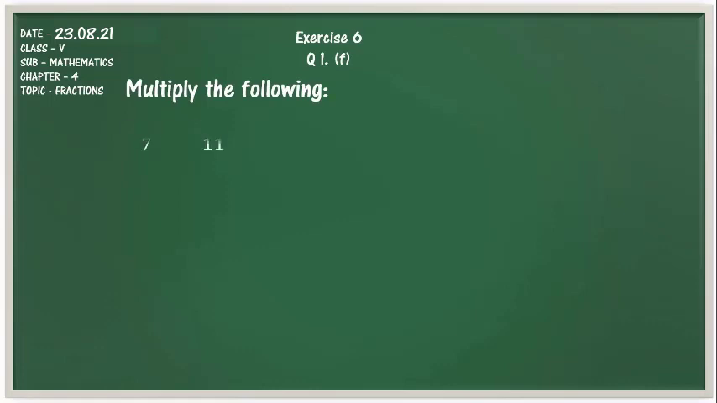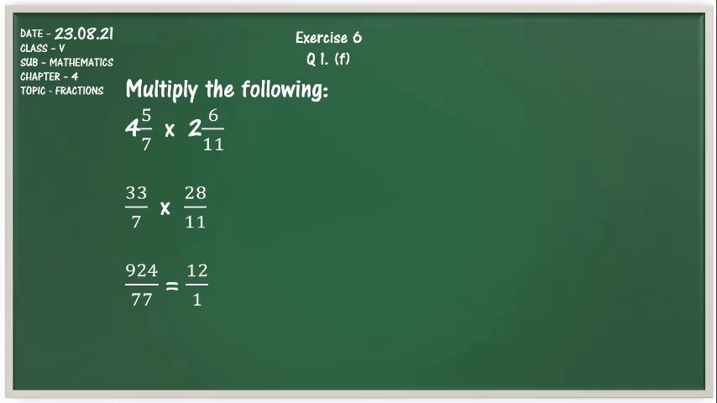Exercise 6, question number 1. F. Multiply the following. The fractions are 4 whole 5 upon 7 and 2 whole 6 upon 11. So first step is to change these fractions into improper fraction. We can write 4 whole 5 upon 7 as 33 upon 7 and 2 whole 6 upon 11 as 28 upon 11. Now we need to multiply the numerator with numerator and denominator with the denominator. So we got 924 upon 77, which after reducing to the lowest term, we got 12 upon 1.